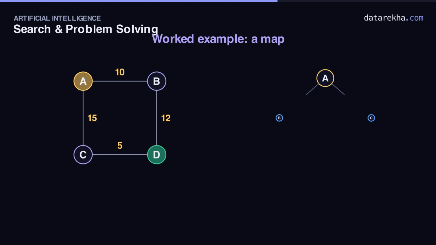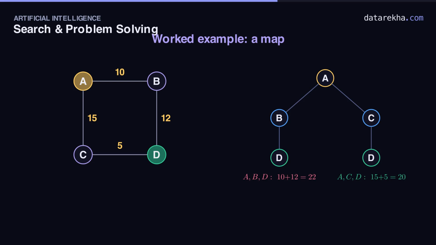Now unroll the search tree from A. Depth 0 is A. Expand it. Its neighbors are B and C, so depth 1 is B and C. Expand those and both lead onward to D. So depth 2 holds 2 nodes and both of them are the state D. But they are different nodes.